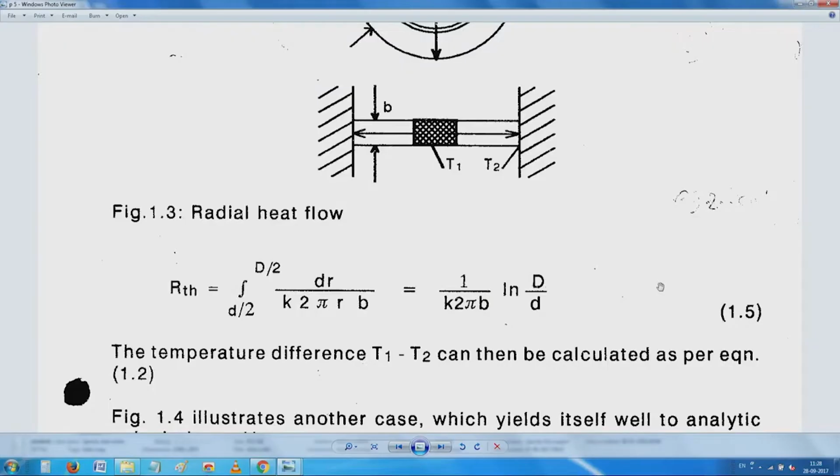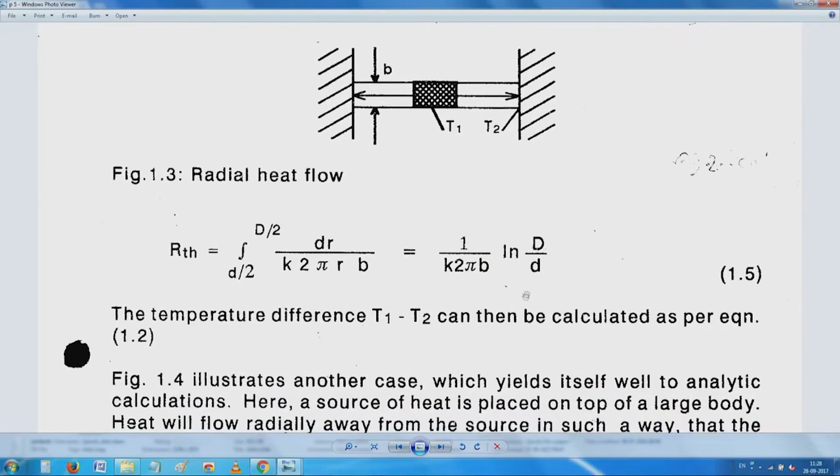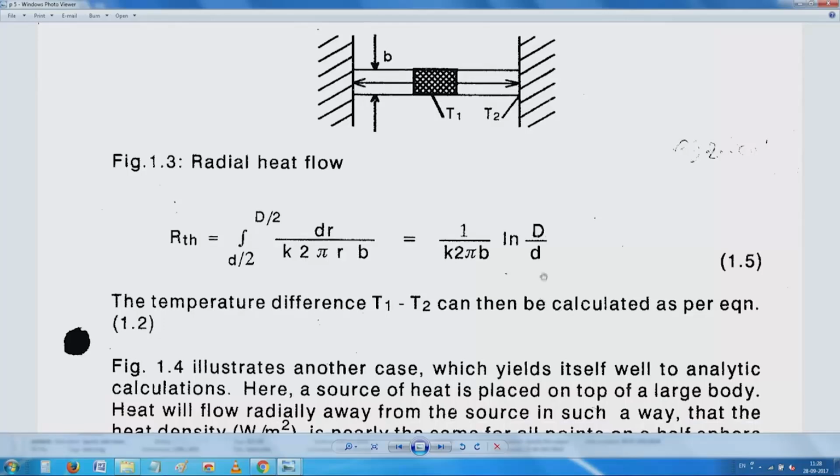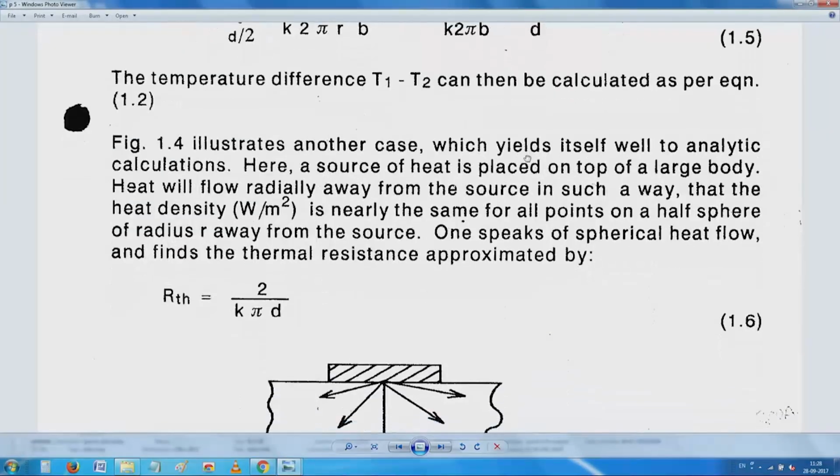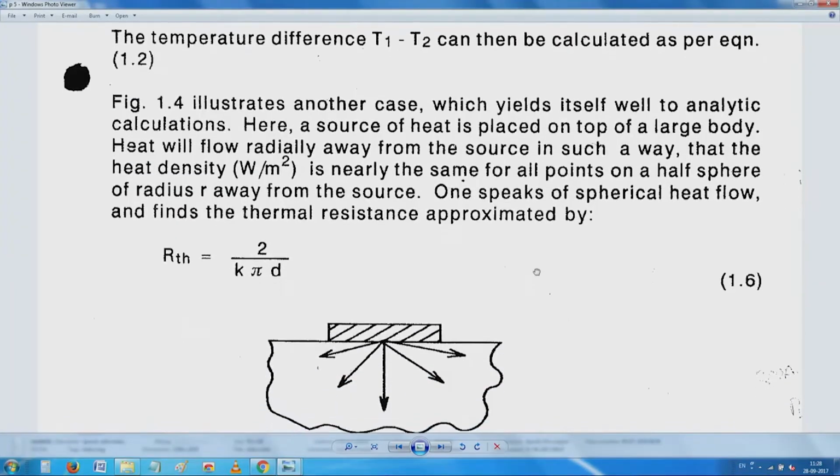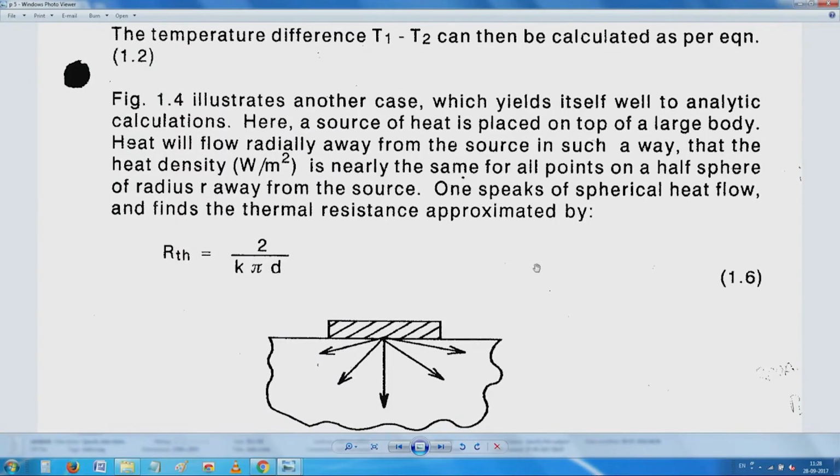So, things like 1 by k contain the same thing which we have seen there, into 2 pi by b. This natural logarithm of D by d can be calculated as per the equation. These analytical methods can be easily used for known geometries.